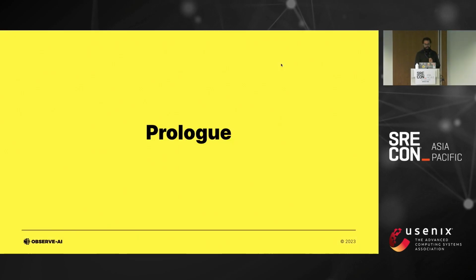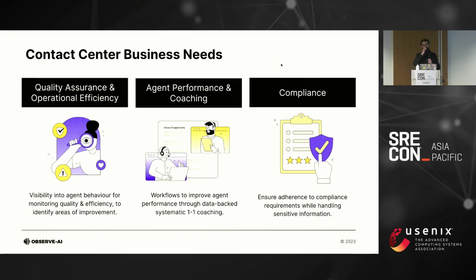I'll begin with a prologue in terms of what business use case we are trying to solve. Contact centers in general, the use cases can be bucketed into three distinct things. First and foremost is quality assurance and operational efficiency, which is largely around, if you call a particular call center for, say, your food is delayed, your bank is not working, or anything related to third-party vendors. The first thing is how efficiently is the agent able to handle your queries, and we would like to monitor that in an automated fashion.